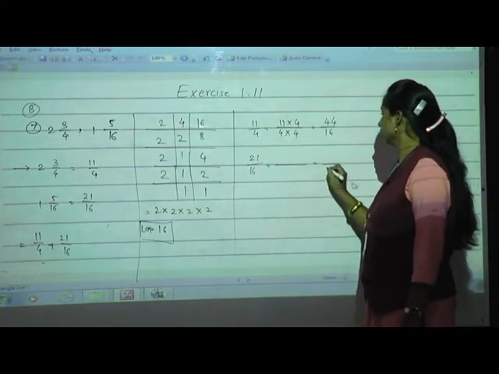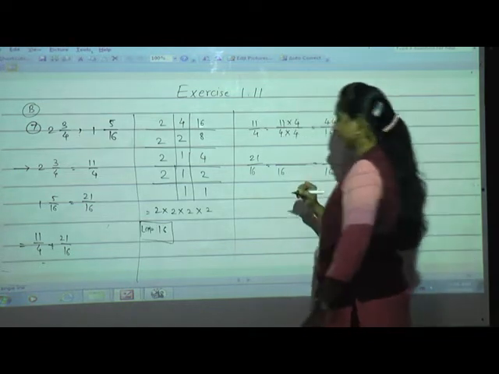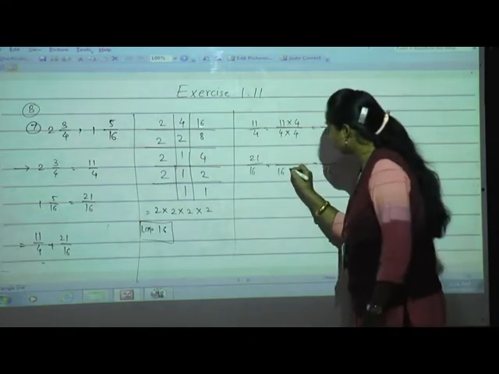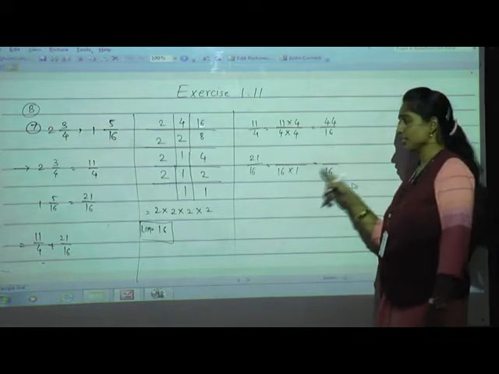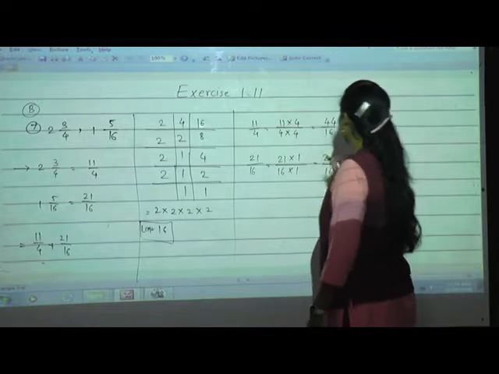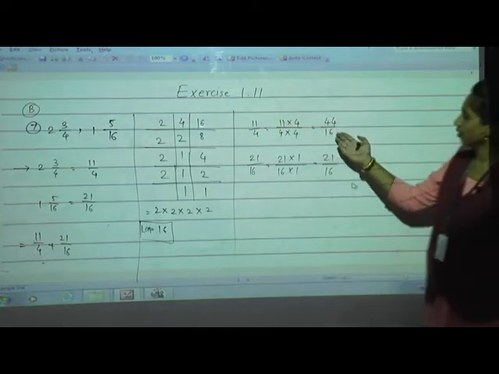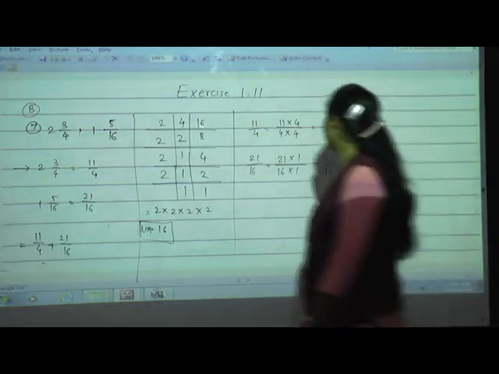Now see, here what should come? 16. Now in the place of denominator already 16 is there. So we have to multiply with only 1. 16 ones are 16. Isn't it? So here also 1. 21 ones are 21. Clear? Yes. Now the denominators are same. Now we can add easily.